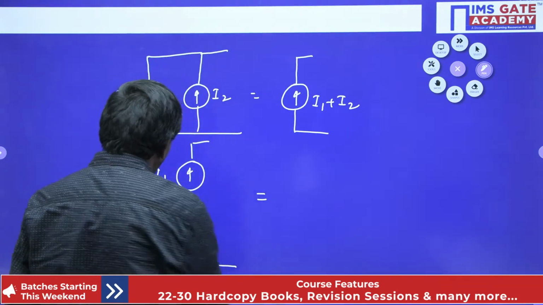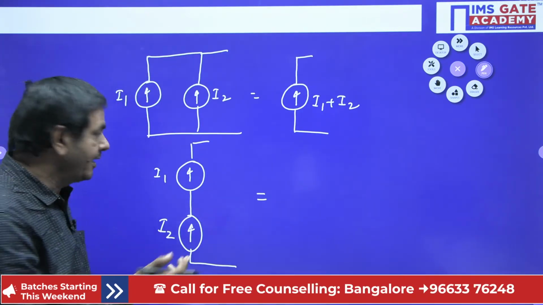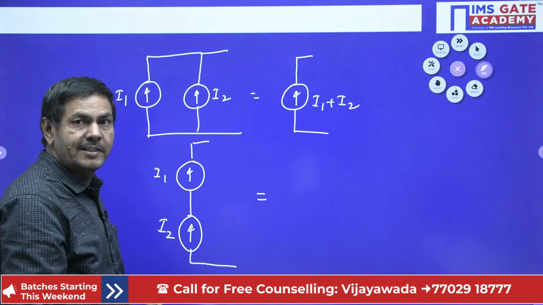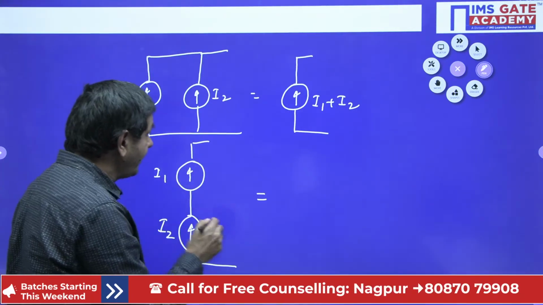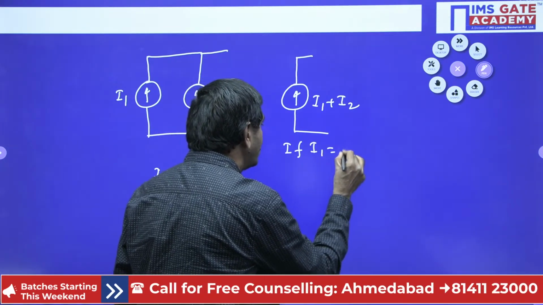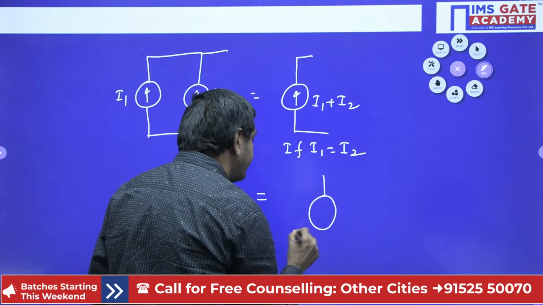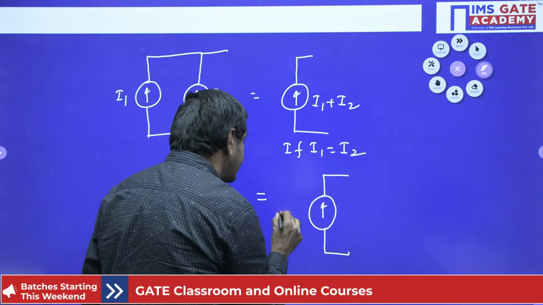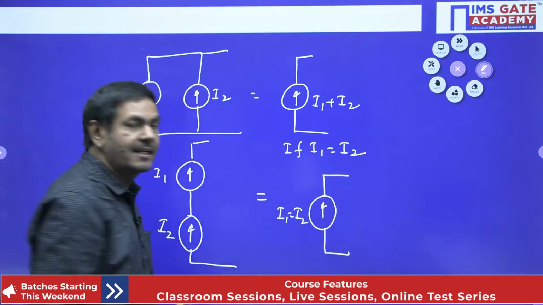In case I1 and I2 are equal, that network is acceptable only. If I1 and I2 are equal, the same currents can flow in this direction. If different currents are given, it doesn't exist. If I1 equals I2, we can allow a current source. In this case, I1 equals I2 only. Then I can draw it as a single current source also.